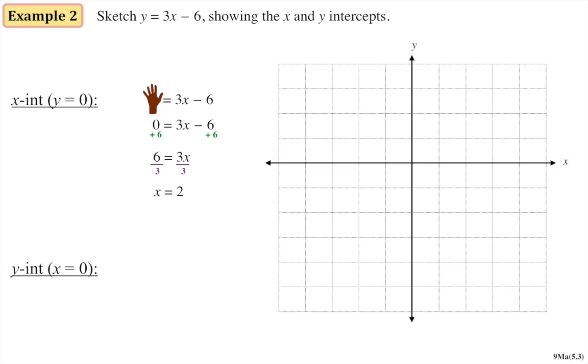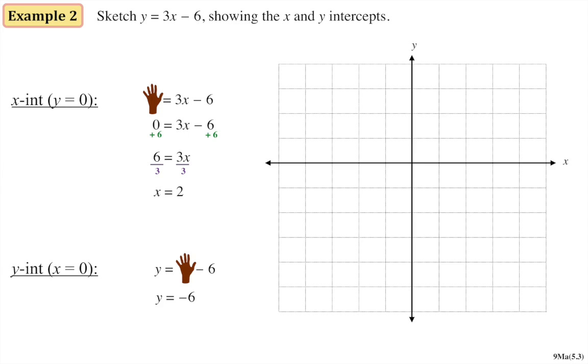Let's see what happens when we're trying to find the y-intercept. So here's my equation. To find the y-intercept, we let x equal 0, which means put your hand over the x part. If you do that, you just get y equals minus 6, finished. Well, that's actually an easy part. That was much easier than the x-intercept.